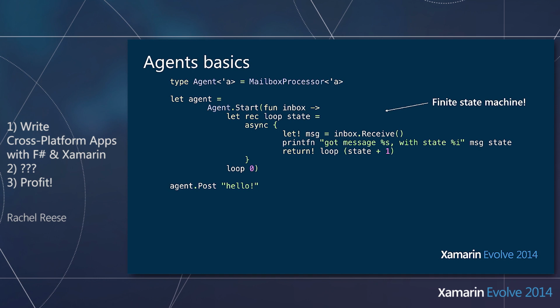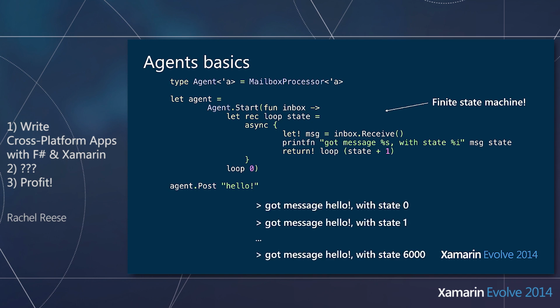This is basically a finite state machine. For looping, I'm recursively handling state here. I have some state, I do something with it, and then I modify it. The next time we come around, it's new. The output in the REPL looks like this: Got message hello with state 1, 0, and you can keep going on and on and on.